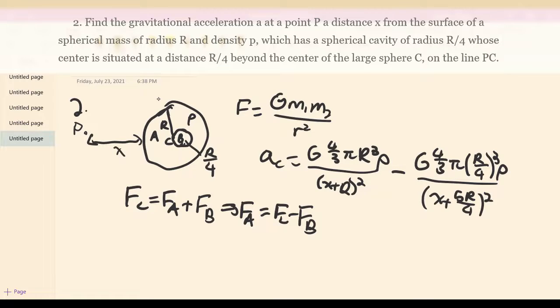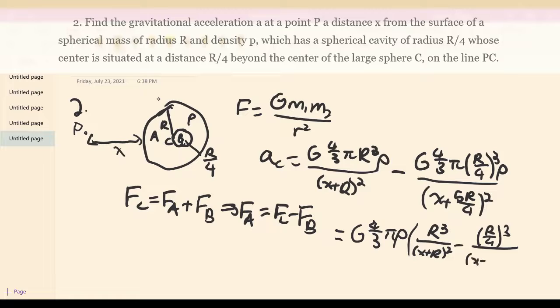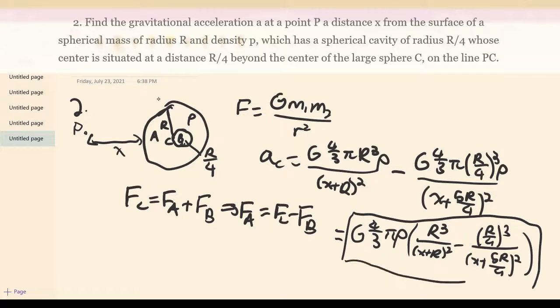And so this is equal to, you can just take some terms out, G times 4/3 pi rho, and then times r cubed over (x plus r) squared minus (r over 4) cubed over (x plus 5r over 4) squared. So then this is just the answer to problem 2.